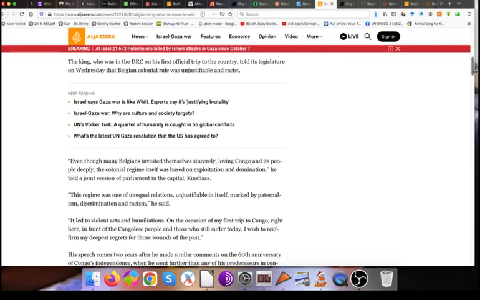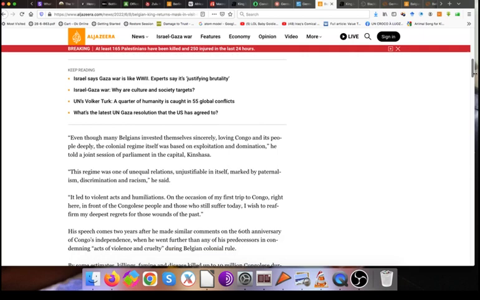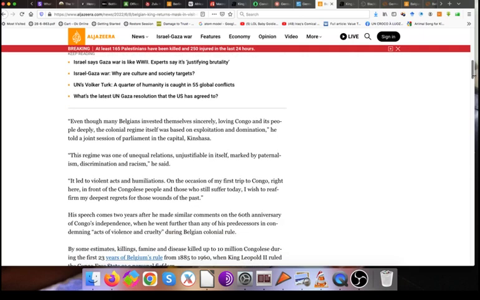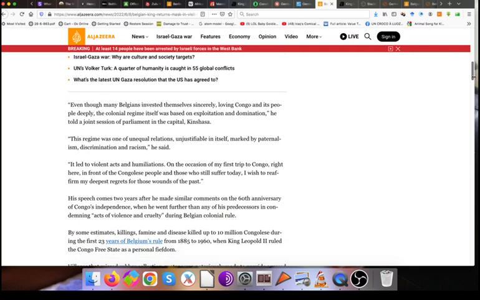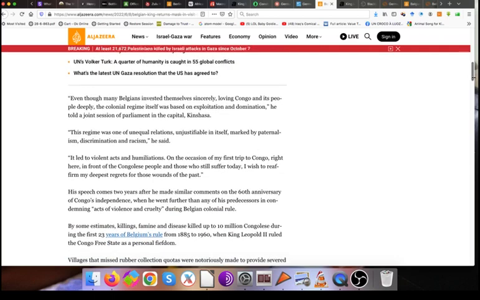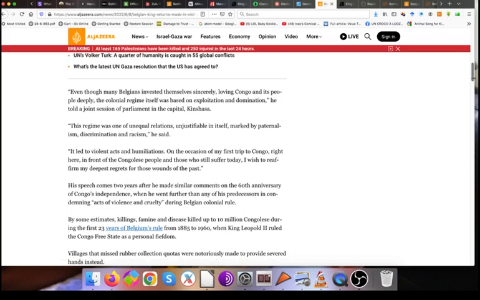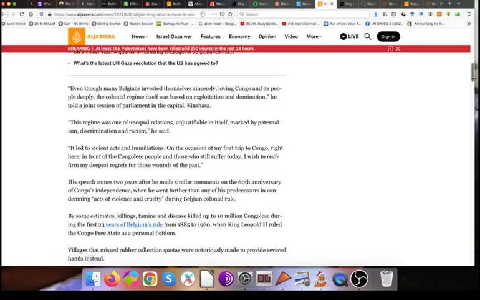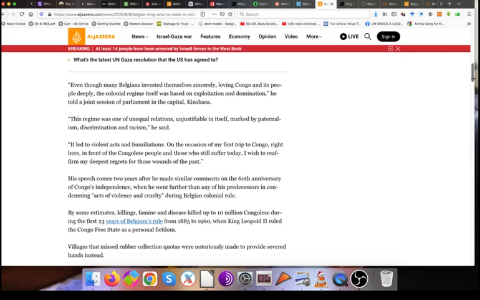Yeah, this regime, meaning the regime of King Leopold, was of unequal relations and unjustifiable in itself, marked by paternalism, discrimination, and racism. So it's an acknowledgement of how barbaric and how cruel colonialism was. Yeah.